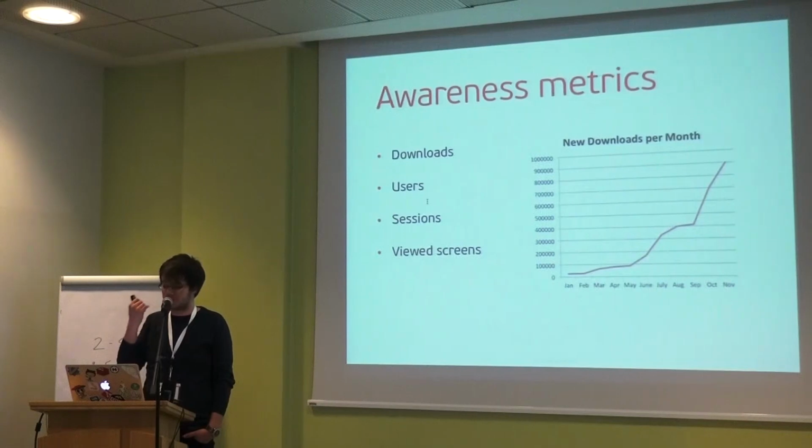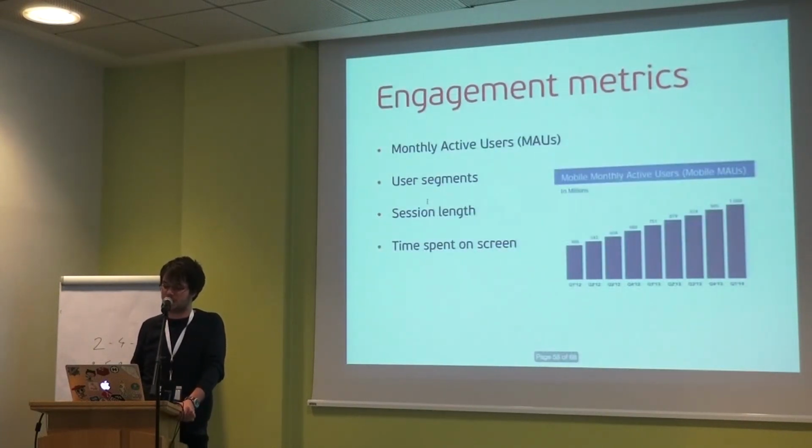If you look at the awareness metrics, you need to track your number of app downloads, number of users, sessions, and view screens. From engagement metrics, you need to track monthly active users, user segments, session length, and time spent on screen. And here is one important thing. I'm having a lot of problems with explaining to my customers and to our marketing guys about time spent on screen, because in an ideal application in the mobile world, time spent on screen is the shortest amount of time possible.